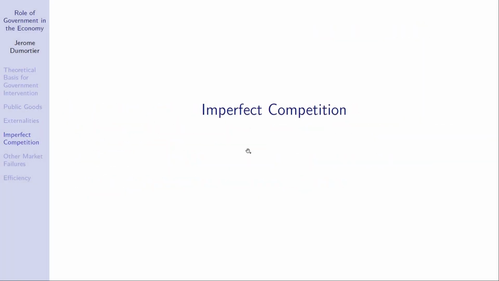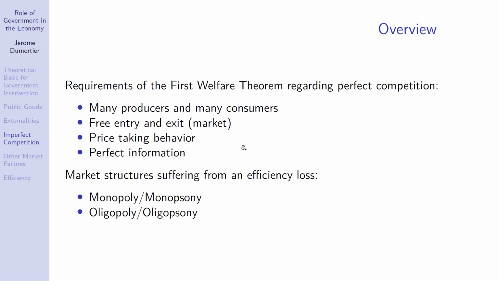Now, the next market inefficiency that warrants attention by the government is imperfect competition. I mentioned before that the first welfare theorem requires that we have many producers and many consumers. We have free entry and exit, we have price-taking behavior, and we also have perfect information. However, if those characteristics are not satisfied, then we can have a market failure. And here, the particular one that we are interested in is what is called imperfect competition.